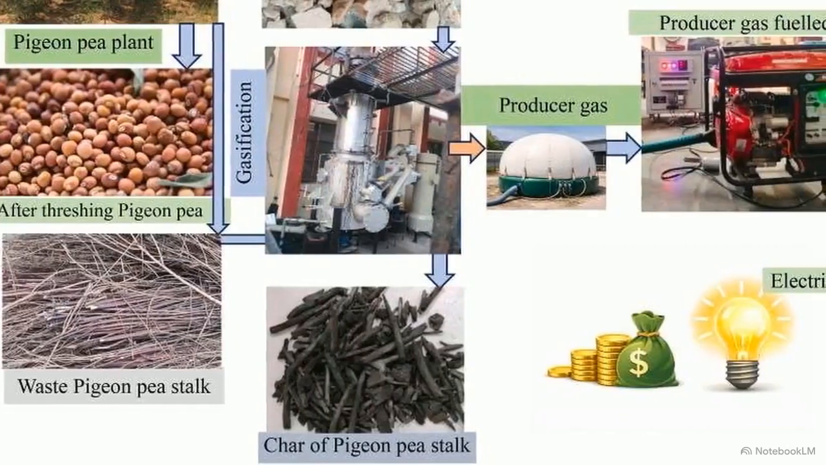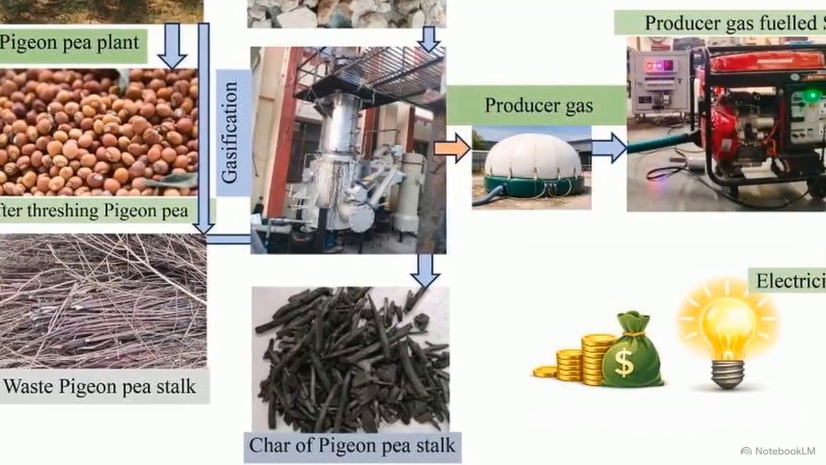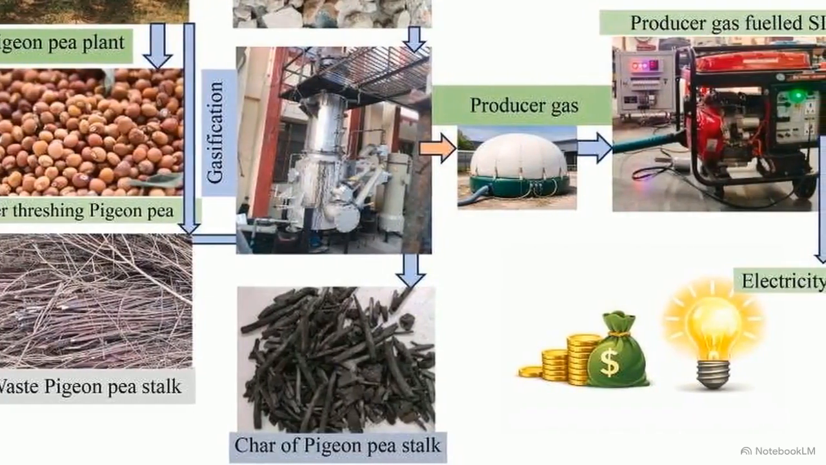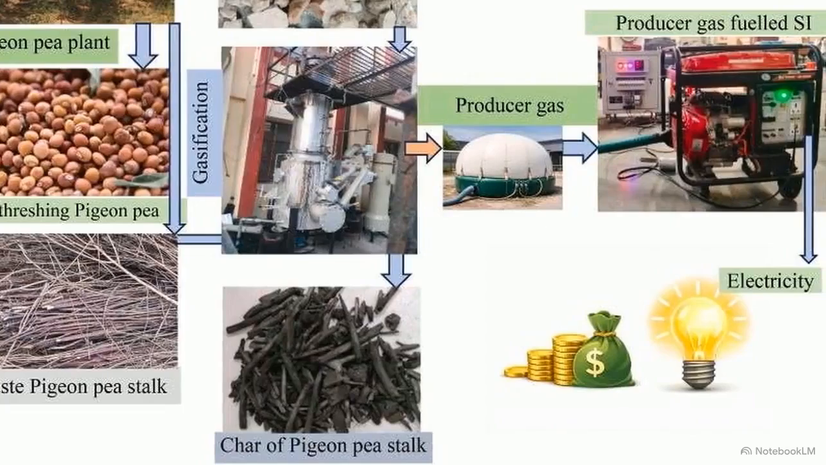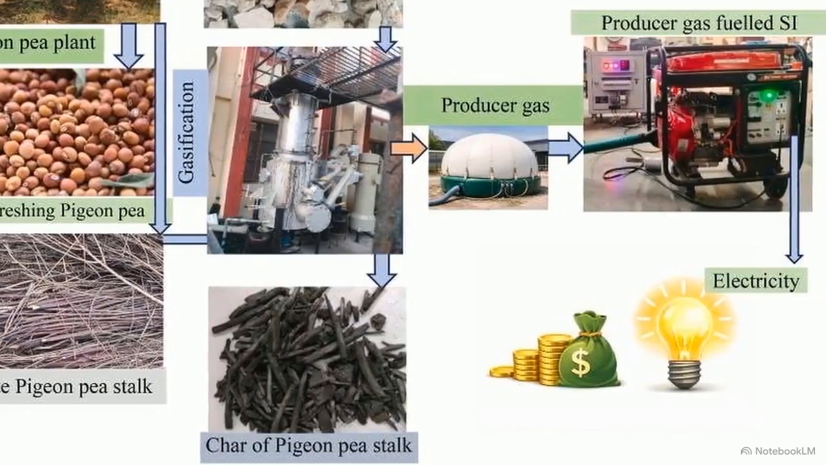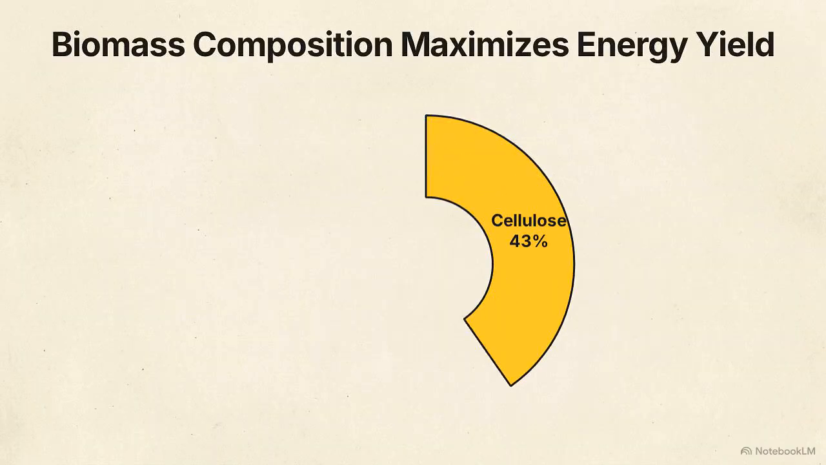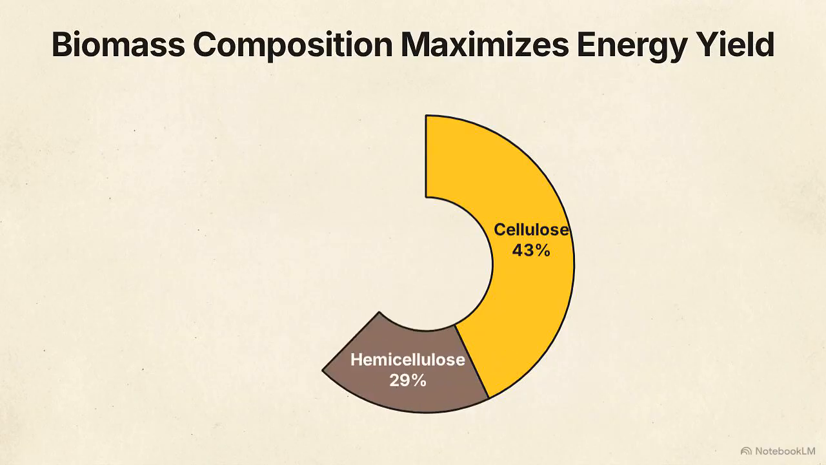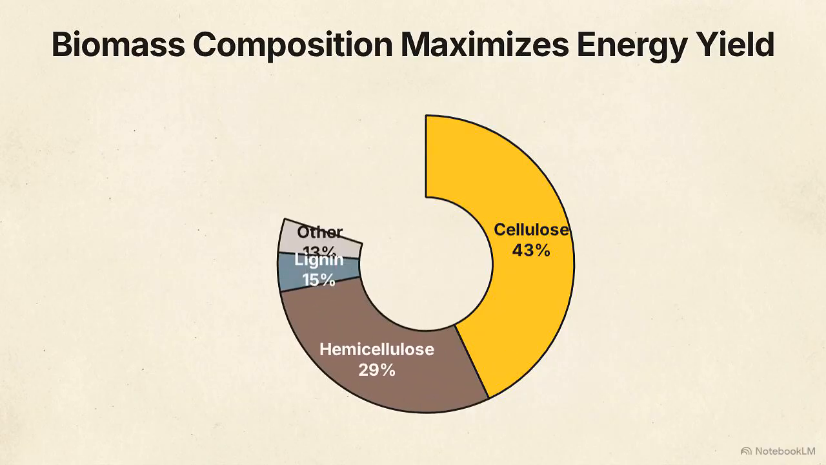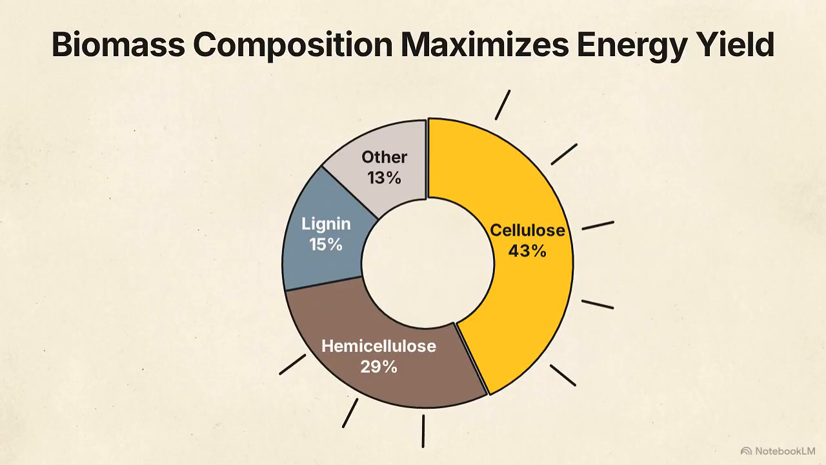Following the harvest in subtropical areas, farmers are left with millions of tons of underutilized crop residue, specifically pigeon pea stalks. These stalks contain 43% cellulose and 29% hemicellulose. This high lignocellulosic fraction makes the biomass highly reactive and excellent for thermal energy conversion.